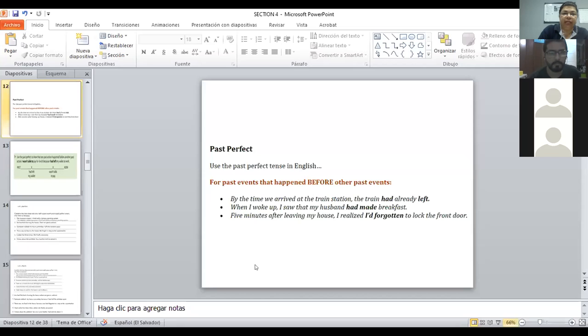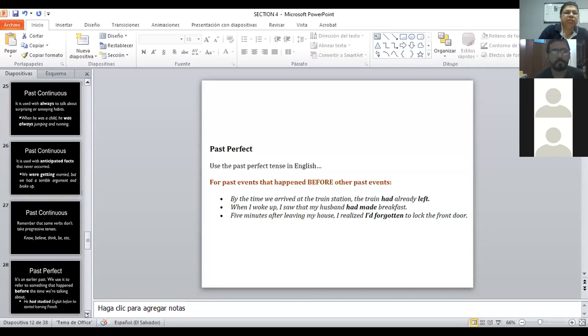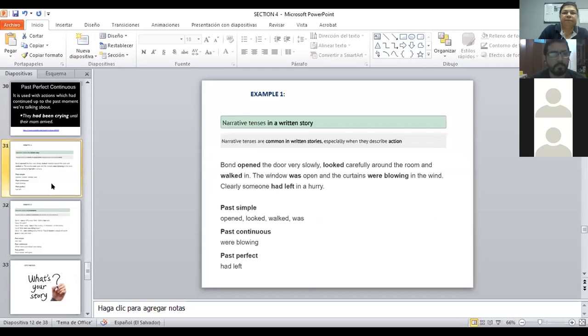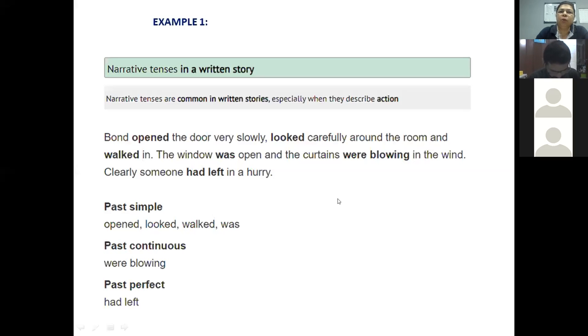Okay, let's continue then. We had the summary and now we're going to see an example here. Narrative tenses in a written story, right? I'm giving you, let's say, 60 seconds to read this story individually, so you can get a better idea. These three lines, it's like 20 seconds. Okay, go ahead. Individually, please.